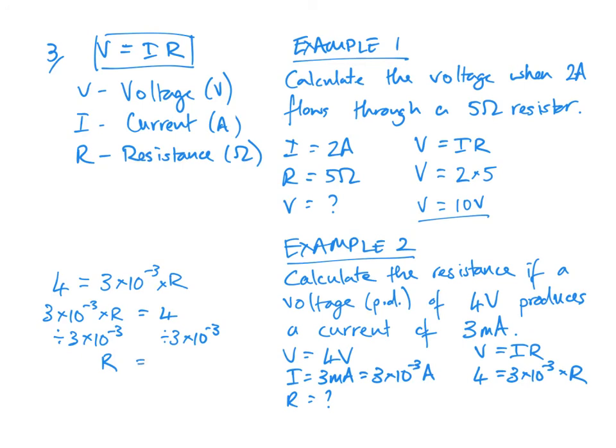Calculator says 1333.33333, etc. What am I going to write down? So it says 1333. No, we don't want you to use that in physics. I know some calculators do that, and mathematically that's correct. What do we do with our final answers in physics?